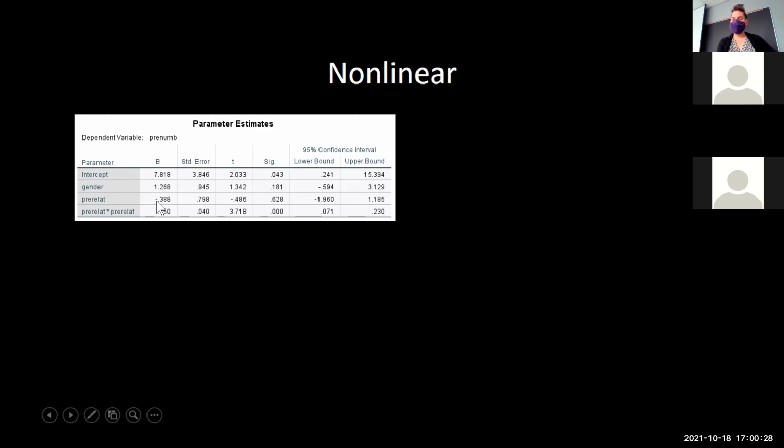Here's a good example, I think, Sarah, that plays into the question you were asking. Here, the main effect at this point, negative 0.388, is not significantly different from 0. But this nonlinear term is significantly different from 0. So can I use these terms? I'm going to ignore gender for right now. Can you use these terms?